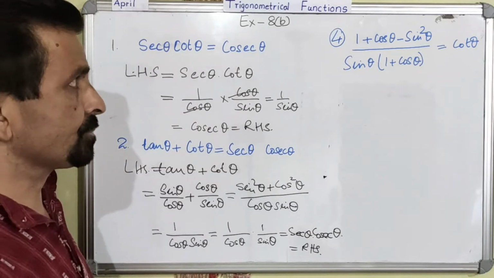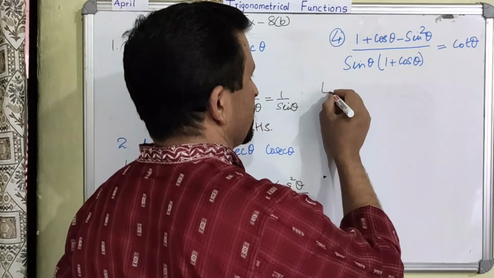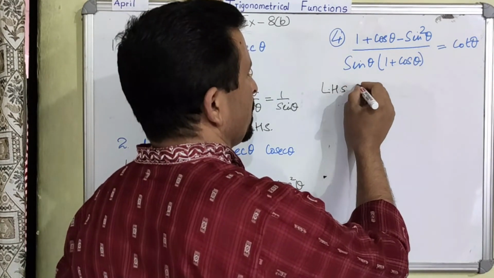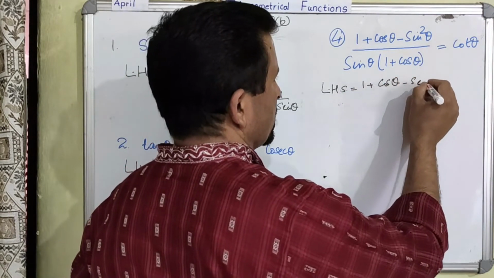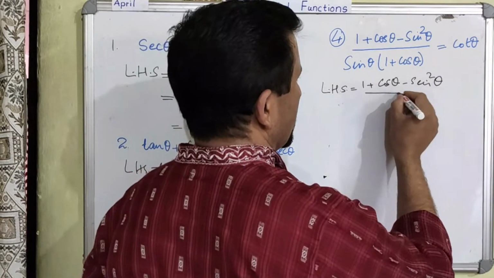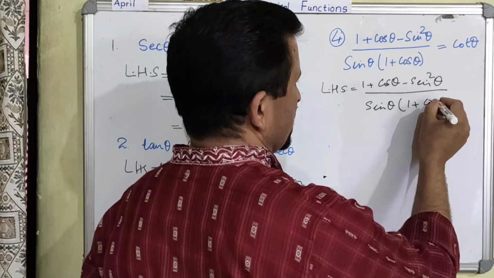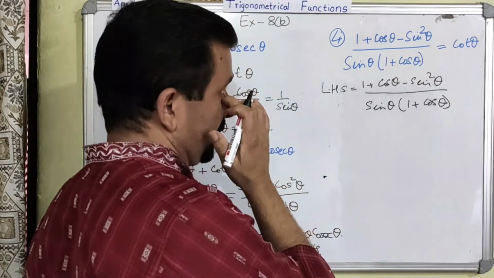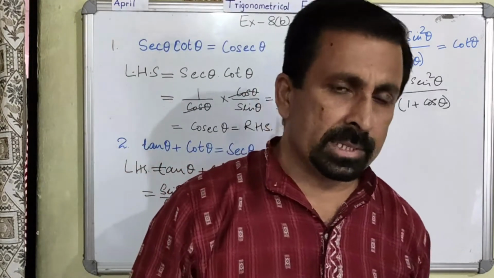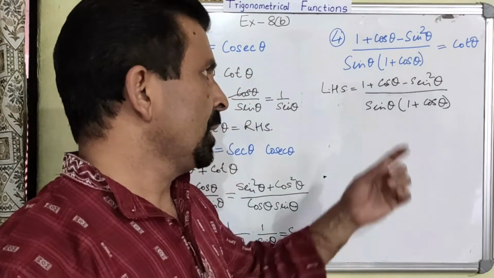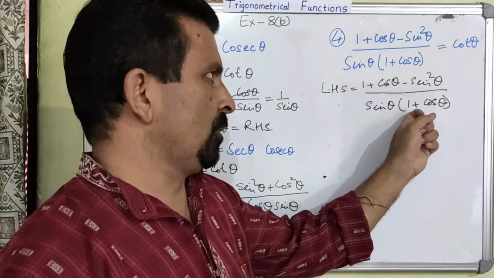Hope this is clear. Now let us come to the another part. LHS. 1 is equal to 1 plus cos theta minus sine square theta divided by sine theta into 1 plus cos theta. Right? Now this is your left hand side. We have to operate this, and by solving this left hand side we have to get this result as cot theta. Now we will see each and every part of this. 1 plus cos theta minus sine square theta, and then denominator is sine theta into 1 plus cos theta.